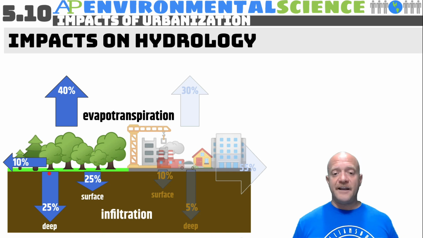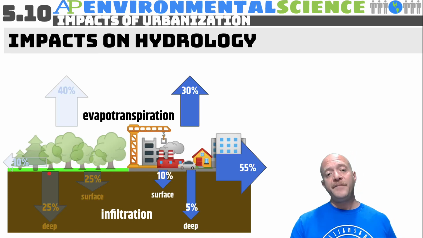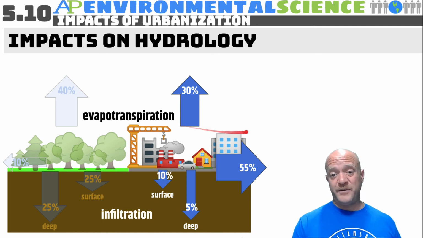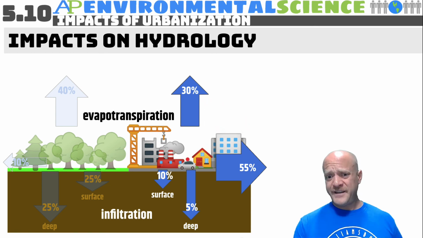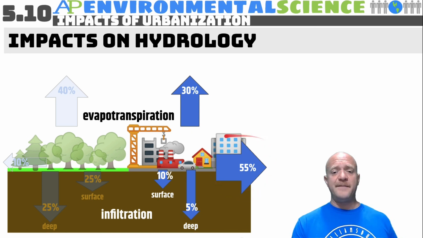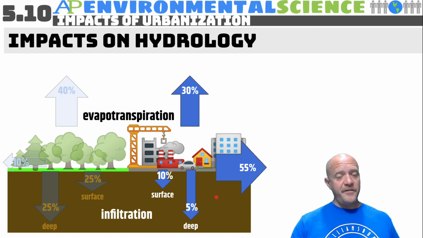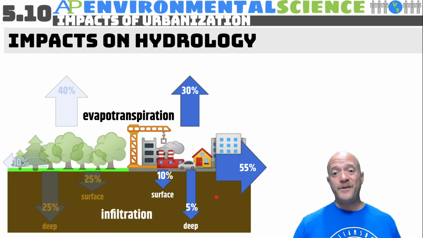Now, once you construct all of this infrastructure in a city, you're going to be shifting that. So now you're still going to have a good portion evaporating or transpiring. In this case, more of it's going to be evaporating because you have a lot fewer trees. You have a huge increase in the amount of runoff, from 10% to 55%. And you have a huge decrease in the amount of water that infiltrates. So the groundwater recharge will be greatly reduced in urban environments. There are other impacts that we will be discussing in future videos, but this is an overview.